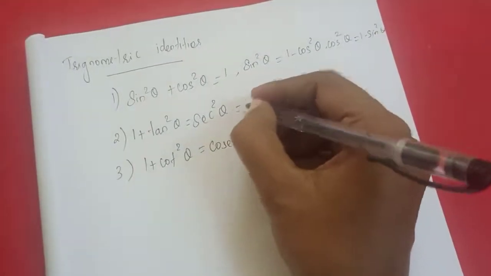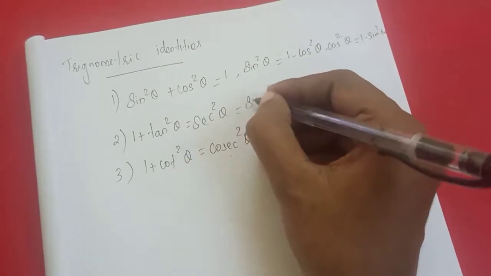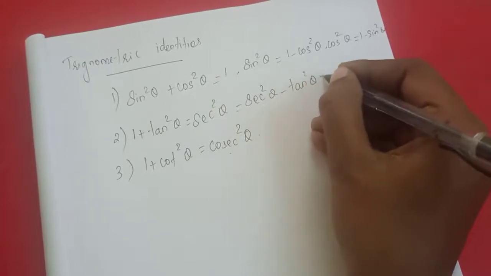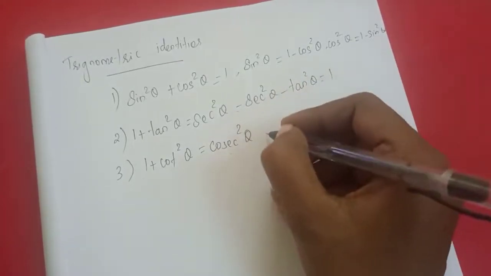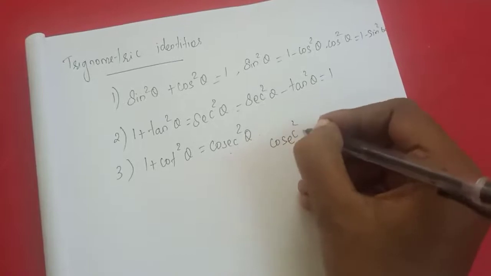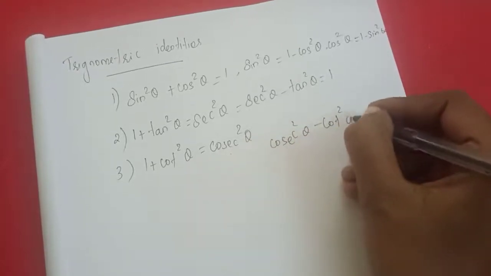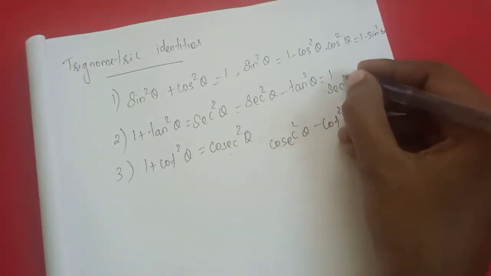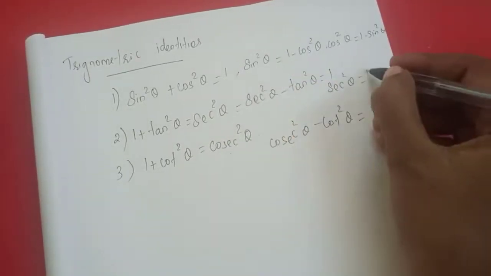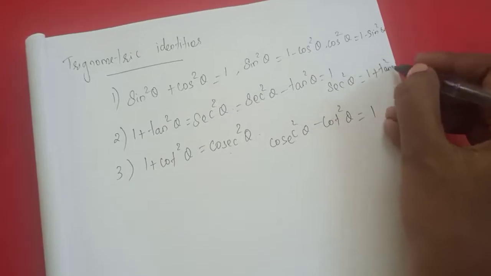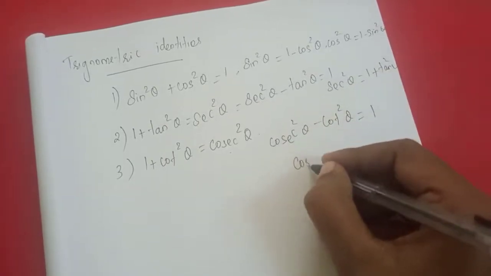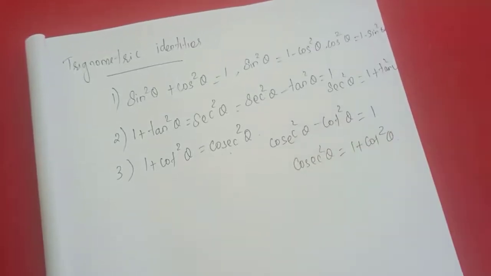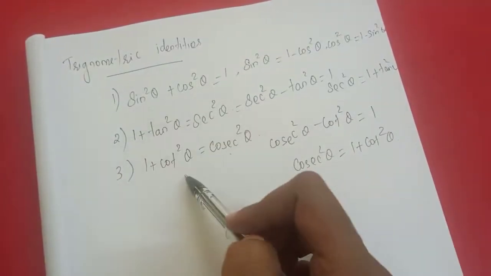Same as that, here also if you bring tan square theta here, the value is 1. Same as that, here also we can form cosecant square theta minus cot square theta, and the value is equal to 1. Same as that, you can form another, that is secant square theta is equal to, if you bring tan square theta here, 1 plus tan square theta. Same as that, cosecant square theta, if you need it, means 1 plus cot square theta. So keep it in mind. These are the three fundamental trigonometry formulas.